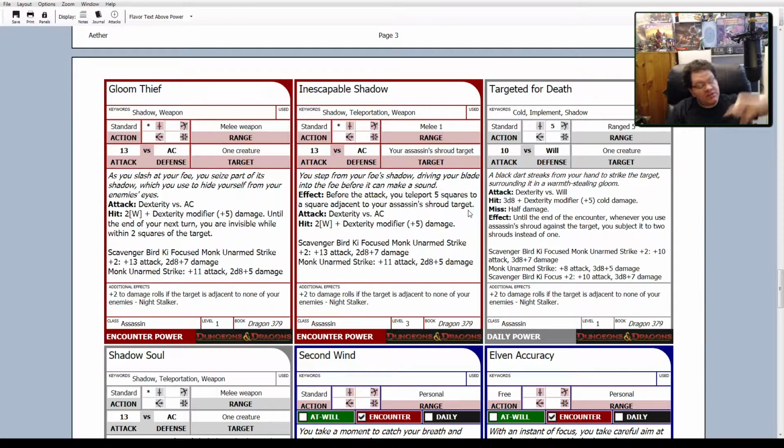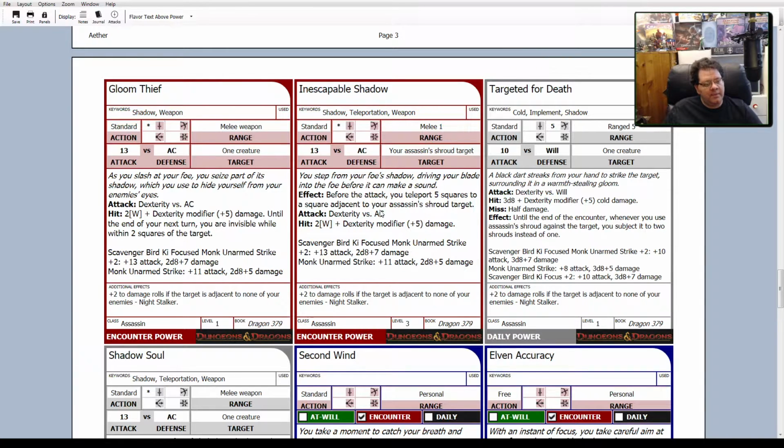So as my free action, I would just Assassin Shroud someone, and then I could still move because this is part of my standard action. So I could move to get close enough. Then I would use this as my standard to teleport over and do a bunch of damage to it.